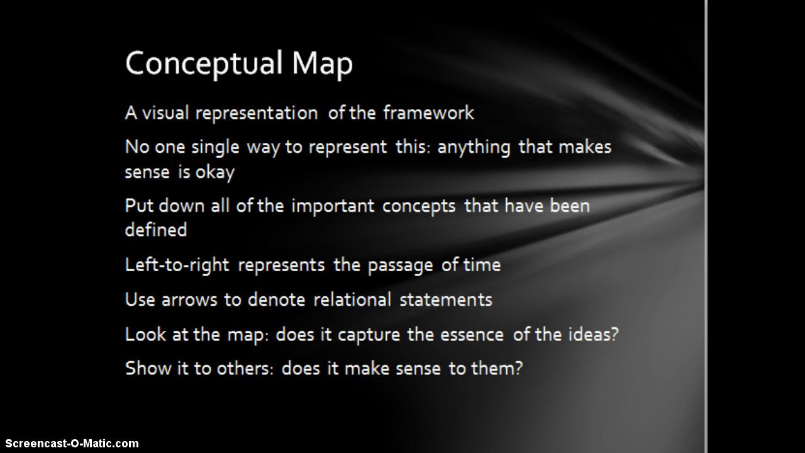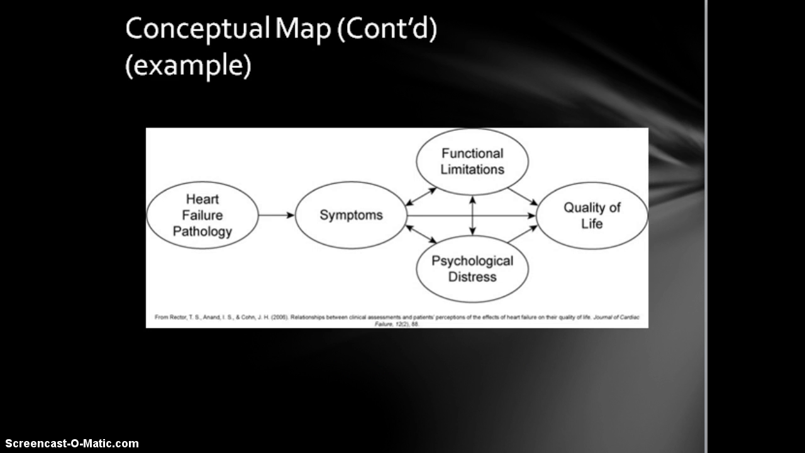A conceptual map is a visual representation of a research framework. With the concepts defined and the relational statements diagrammed, you are ready to visually represent the framework for your study. This slide is an example of a conceptual map. For key points from Chapter 7, please refer to your book on pages 134 and 135.